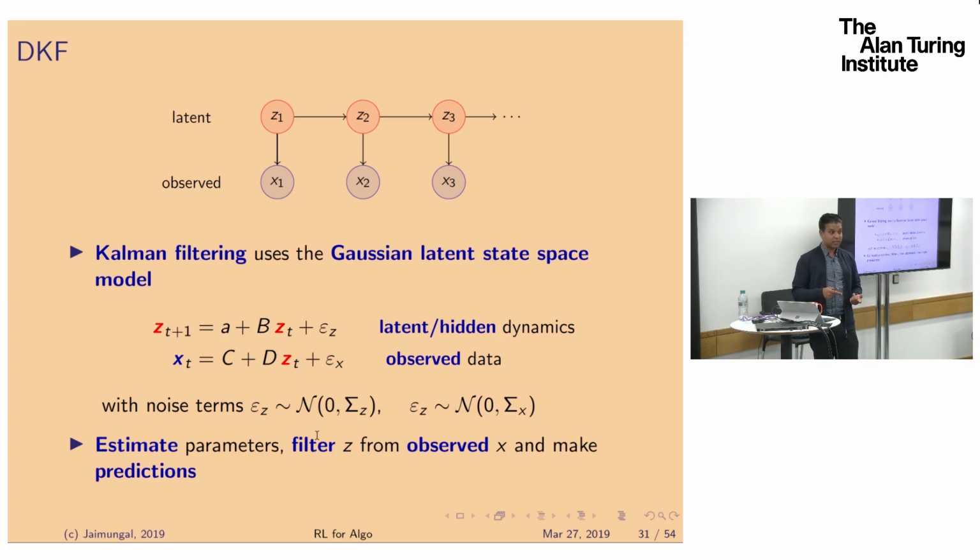You only observe X's, and the question is, can you infer what the Z's are, and can you find the model parameters simultaneously? So in order to estimate the parameters, you need to filter the Z from observed data and so on. Because everything is Gaussian and linear, you can do this in a very efficient way. This is called the Kalman filtering problem and Kalman smoothing.